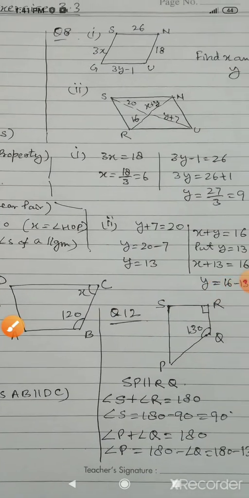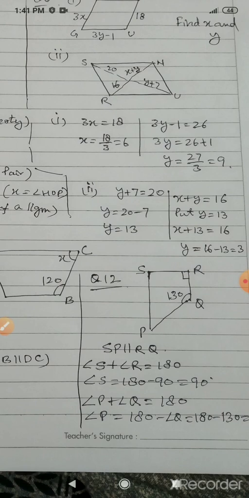Now I am taking question number 12. Here a figure is given, not a parallelogram, only a quadrilateral PQRS, and one clue is given as SP parallel to RQ. If SP is parallel to RQ, then we can easily write angle S plus angle R is equal to 180, because the sum of two adjacent angles, or you can say two co-interior angles, is 180 degrees.